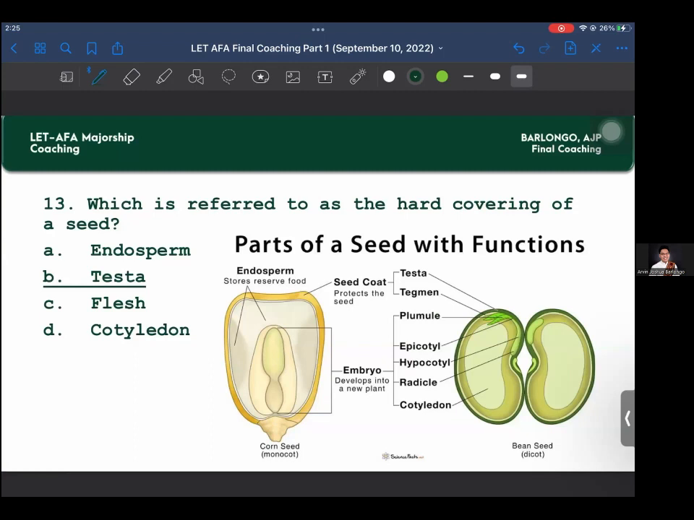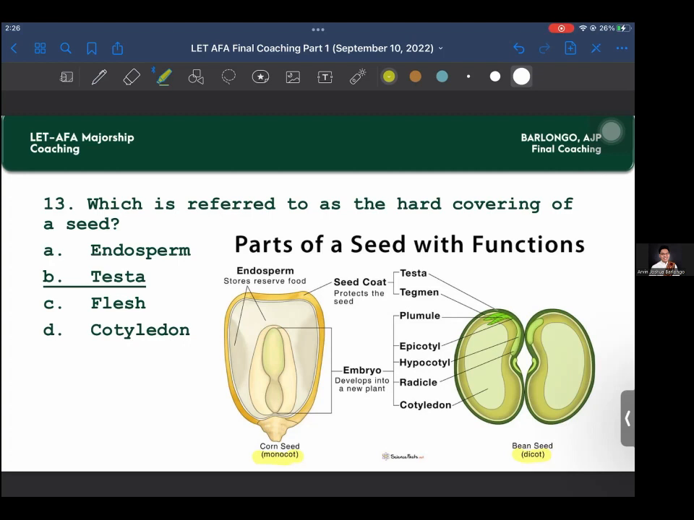So here is an illustration on the parts of the seed together with some of their functions. In this illustration, makikita natin na merong monocot tsaka dicot. Monocotyledon, from the term itself, iisa lang ang kanyang cotyledon. Ang dicot naman ay dalawa, katulad nito. An example of a monocot is the corn seed, mais. Yung naman sa dicot ay mga bean seed. So bean seed, pwede yung munggo, ano pa ba yung mga beans? Sitaw, yung mga yan. Those are examples of dicotyledons.